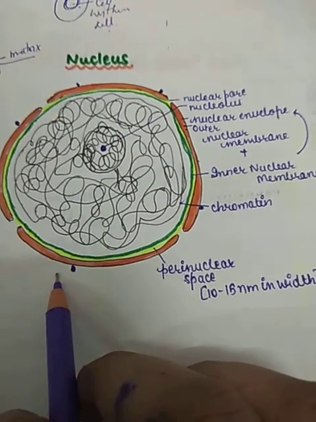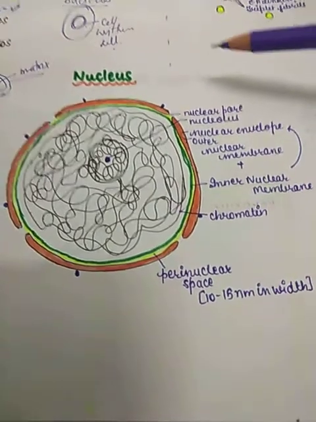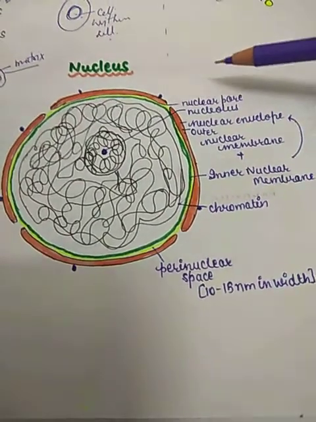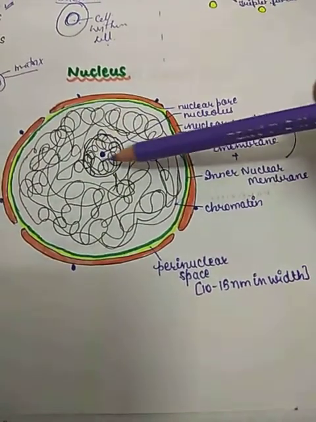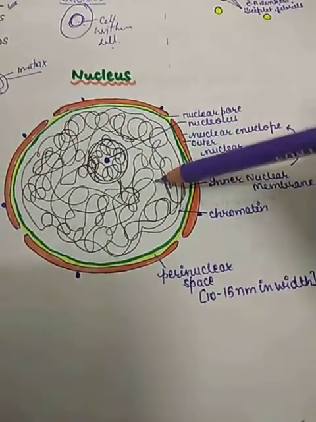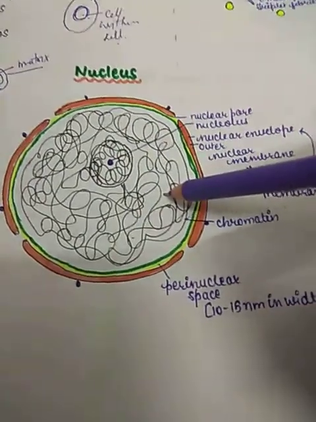Hello everybody, now we'll take up the structure of the nucleus today. The nucleus, the director of the cell, is a very important structure with chromatin inside. Chromatin is the DNA network which lies scattered inside the nucleoplasm.